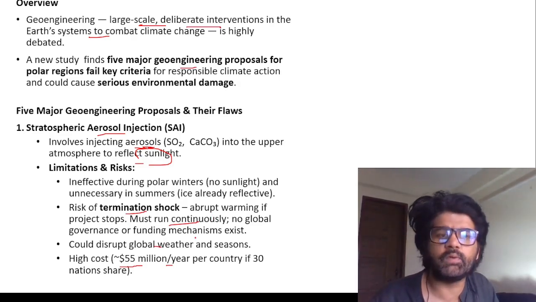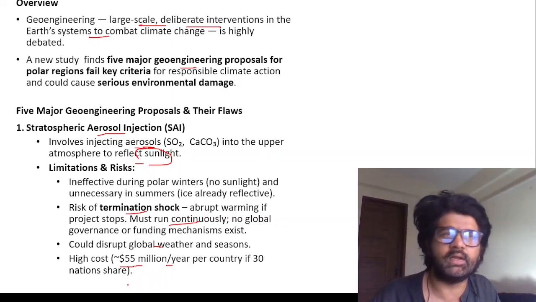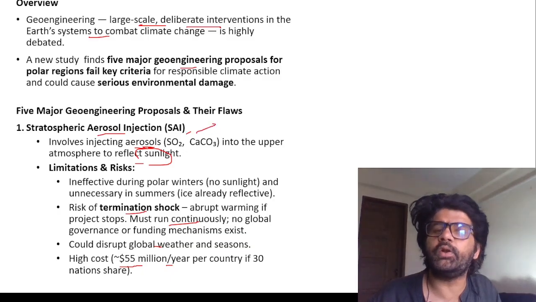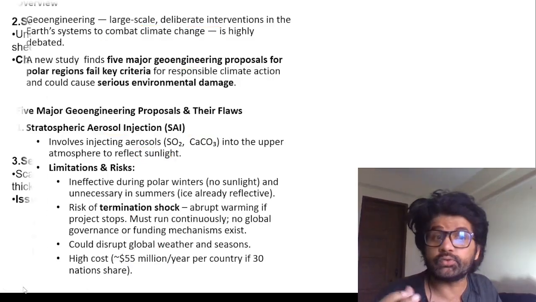El Nino, La Nina, it will be impacted. The other point is, do you have $55 million per year per country? Do you have that money? If you don't, and you can't continue it for a longer period, don't do it. That's what this article is saying. Stratospheric aerosol injection. Hope you understood the keywords.